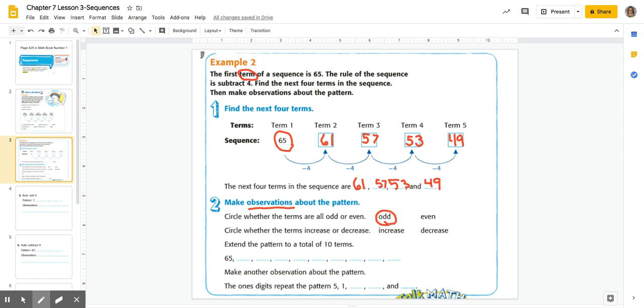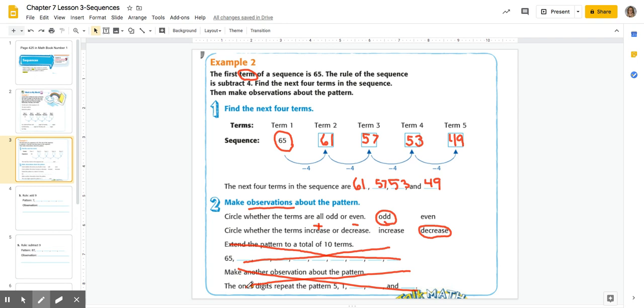So when you're looking at observations, you could talk about they're odd or they're even. Or maybe they go back and forth. Odd, even, odd, even. Our next question, circle whether the terms increase. So that means do they get bigger? Or do they decrease? Do they get smaller? What are these numbers doing? Are they getting bigger or smaller? They are getting smaller. They are decreasing. We are not going to extend the pattern, but we could. And then we'll see other patterns, but we're not going to worry about this bottom part either.